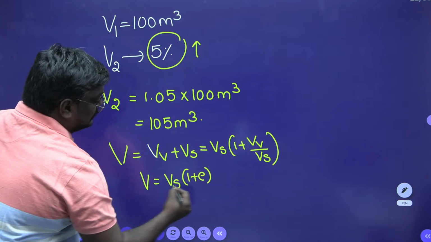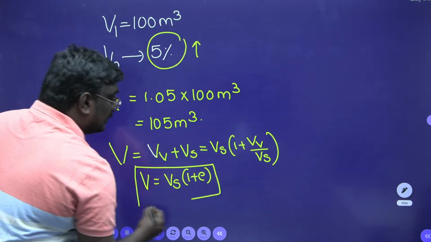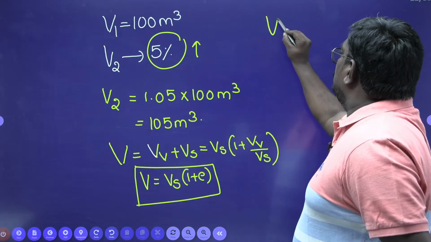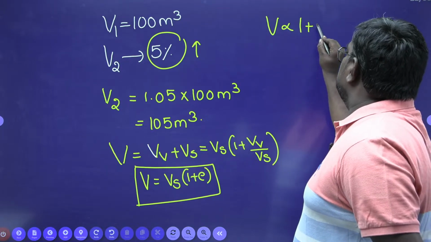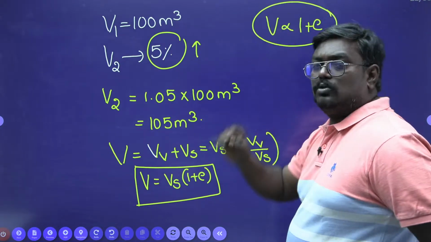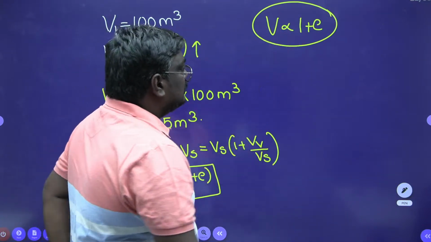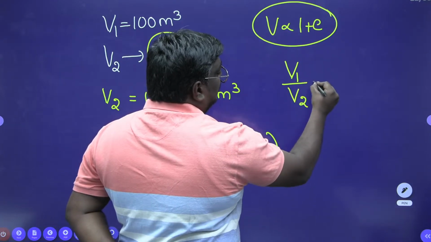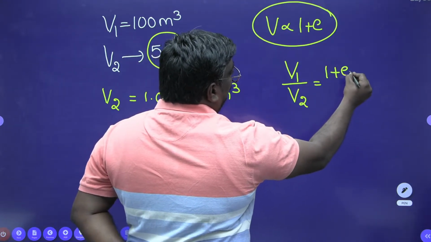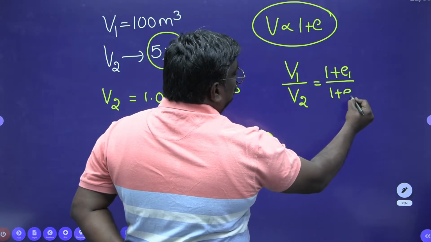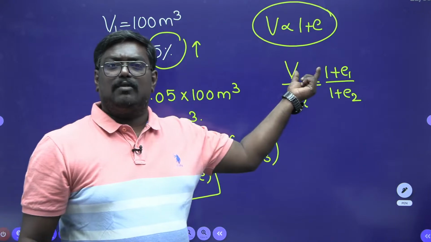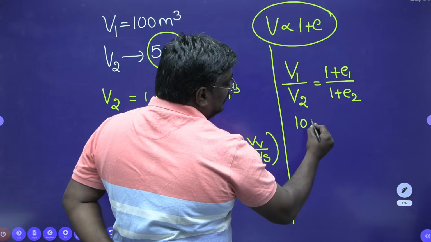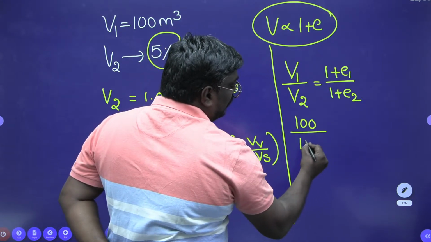From this relation, I would like to tell you one important thing: the total volume is proportional to 1 plus e. You have to remember this also. So V1 by V2, which I have derived already, can be written as (1 plus e1) upon (1 plus e2). What is the initial volume? Initial volume is taken as 100 meter cube, and the volume in the second case is 105 meter cube.